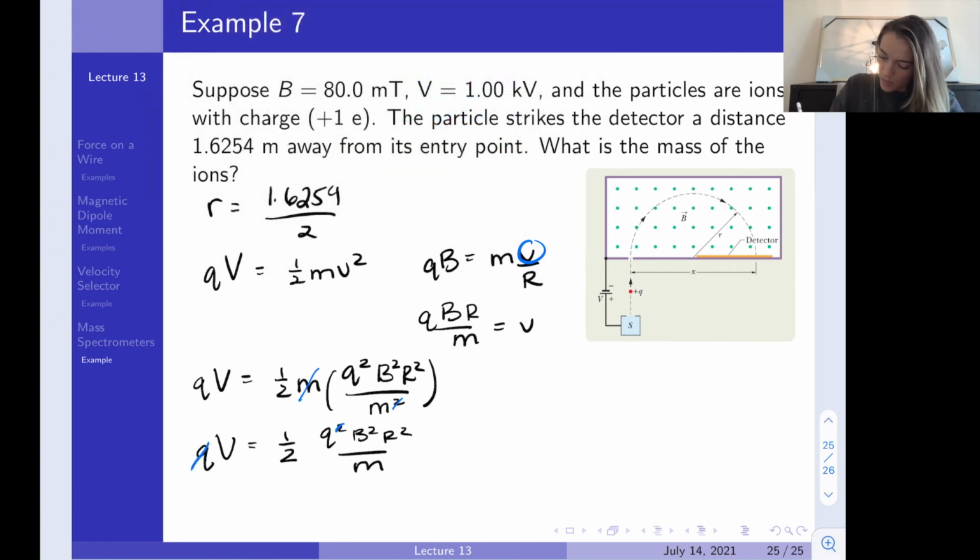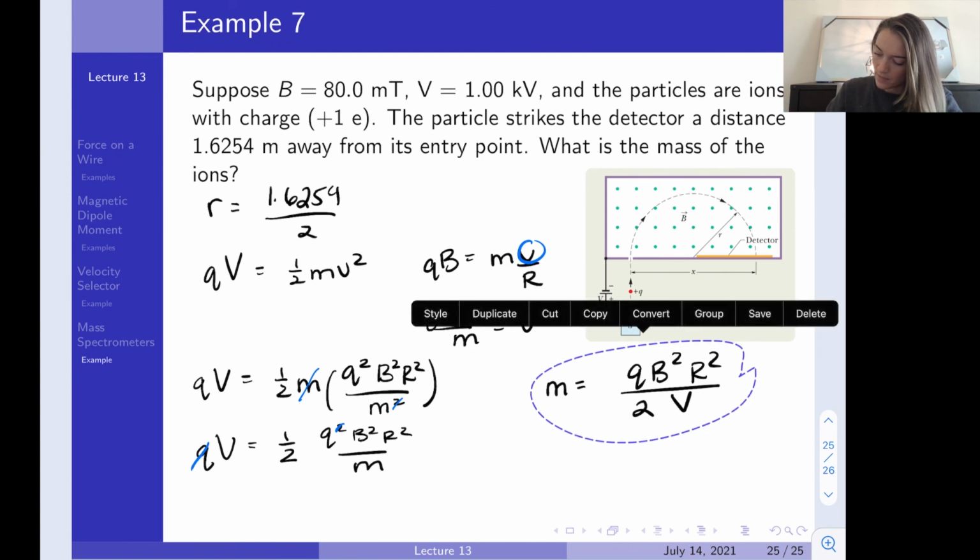So now we want to solve for the mass. We have the mass is equal to q b squared r squared over 2 capital V, the voltage. Okay, so we have all of these things. We know the charge: it has positive 1 electron charge, so that just means it has the same charge as a proton or something. Okay, so I'm just going to rewrite this on the next page so we have a little bit more room.